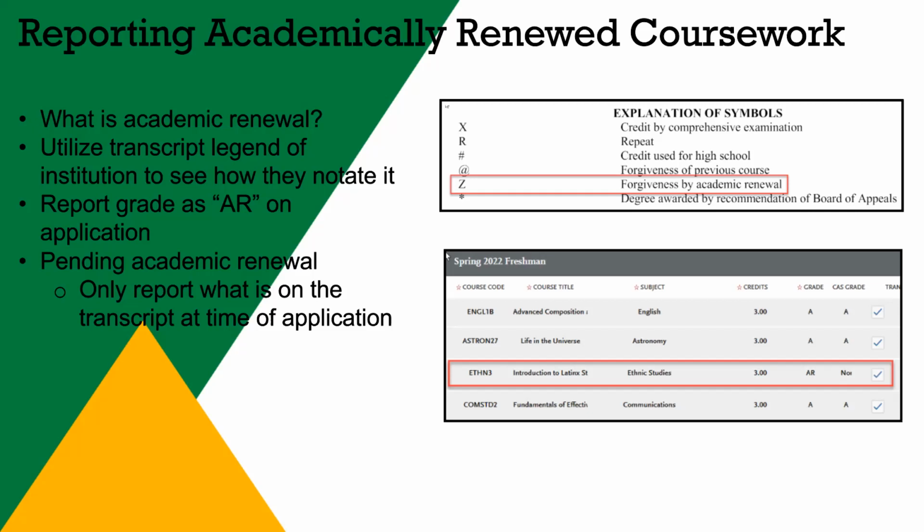If your academic renewal was granted and is notated on your transcript, you will still need to list the class in the appropriate semester that it was taken. But in the grade area, you report it as AR. If your academic renewal is pending and has not been notated at the time that you are submitting the application, you must report the substandard grade you received. Only report what is on your transcript.